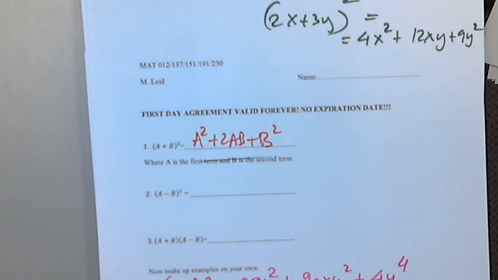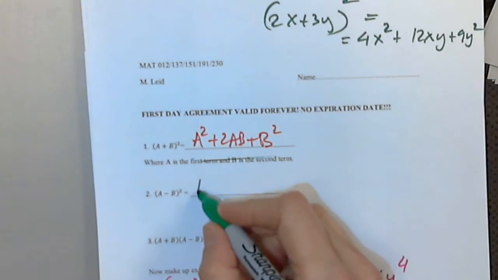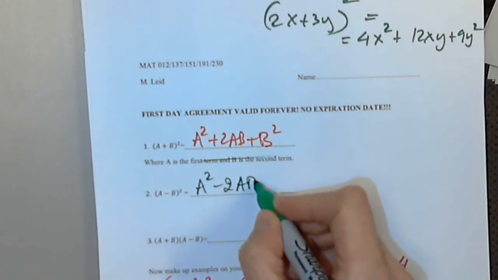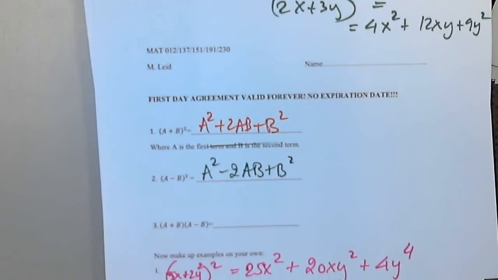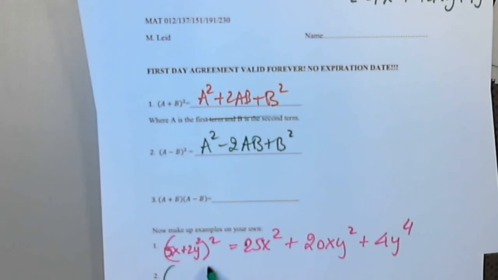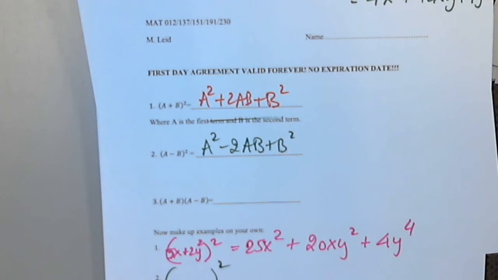Exactly. So what will be different? There are two addition signs. Which one? Exactly. A squared minus 2ab plus b squared. Awesome. Give me an example, please. Make one up. 1x minus 3y. Awesome.